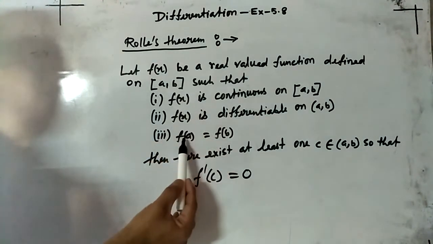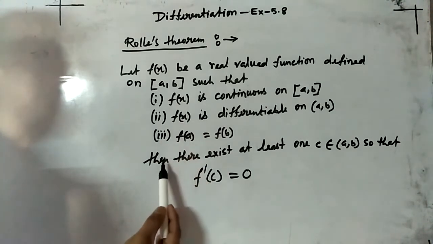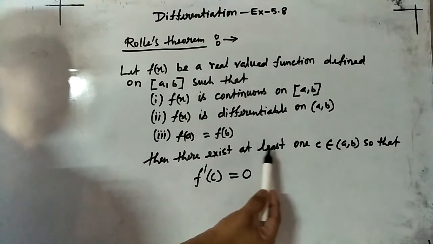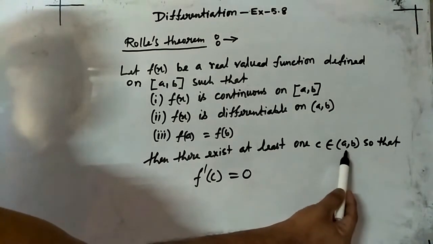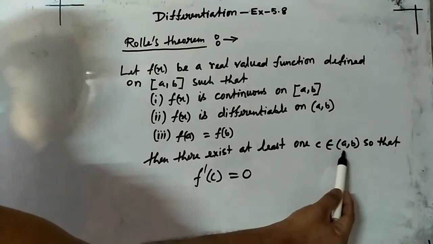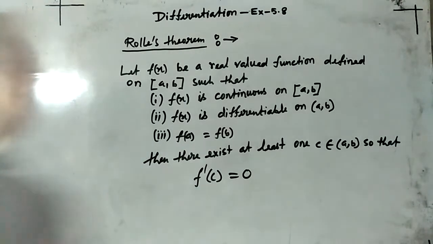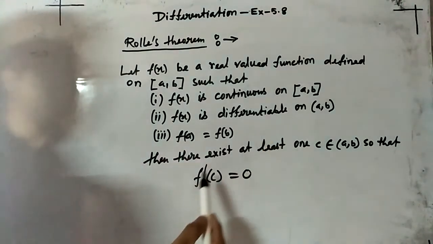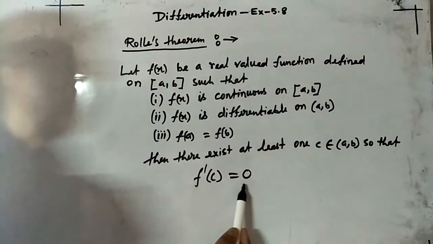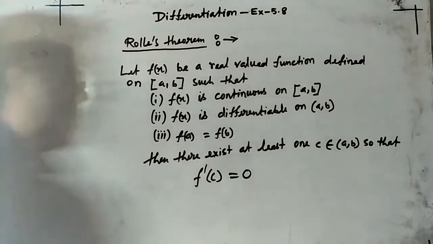If these three conditions are satisfied, then there exists at least one c belonging to open interval (a, b), so that f dash c equals 0. This is Rolle's theorem. Is it clear?